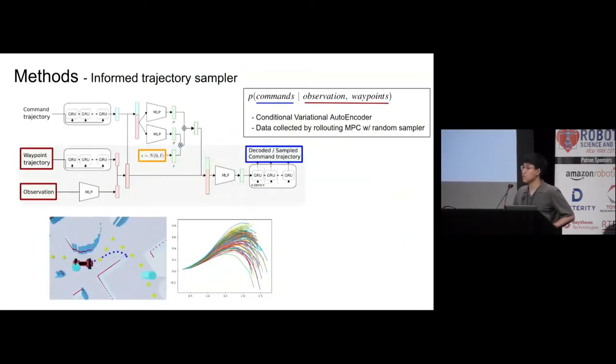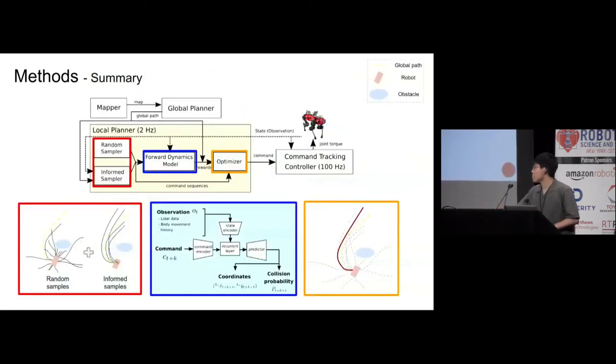Informed Trajectory Sampler is a deep neural network trained for this purpose. It takes as input waypoints and current LiDAR observation and outputs velocity command trajectories to track the given waypoints. It is modeled with a conditional variational autoencoder, a type of conditional generative model. As shown in the below figure, generated sampled command trajectories from the informed trajectory sampler result in paths close to the global path shown in yellow.